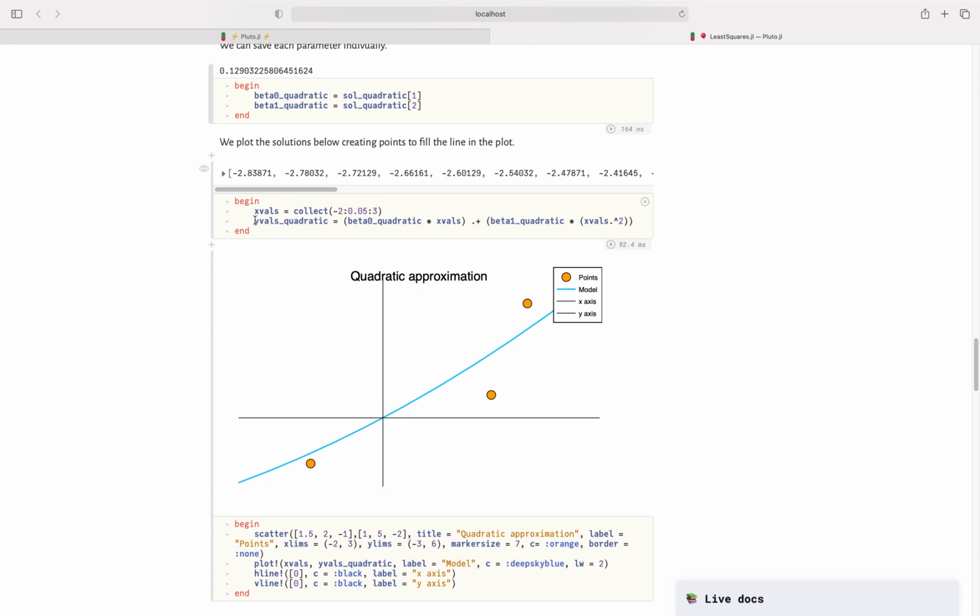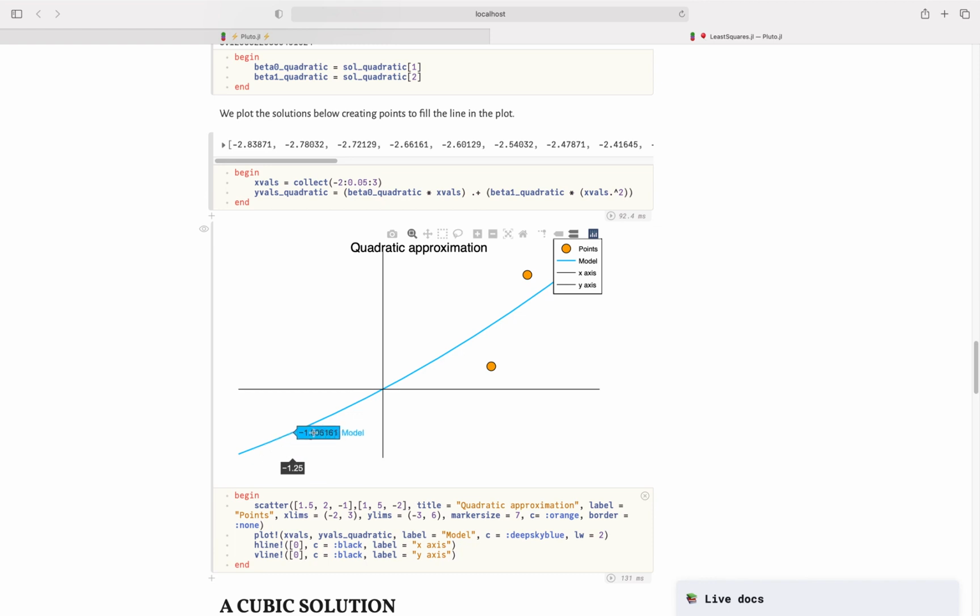So I'm just creating x vals and y vals quadratic here. And I'm using the very first equation we looked at. It is beta sub 0 times the x value plus beta sub 1 times the x value squared. And I'm just creating a lot of points here using a range object there. And I'm just using collect on that so that I get a vector of values, or array of values, and getting all my y values so that when I do plot it, it's going to create a line for me of all these x, y values.